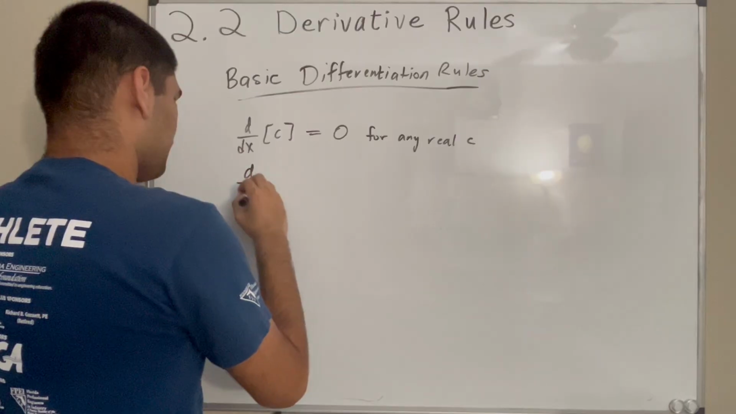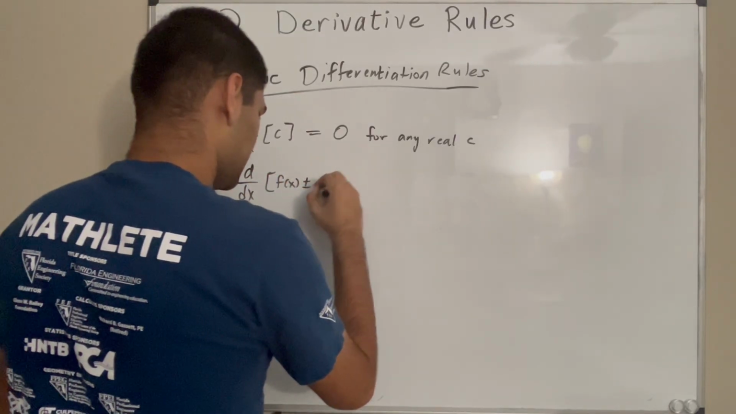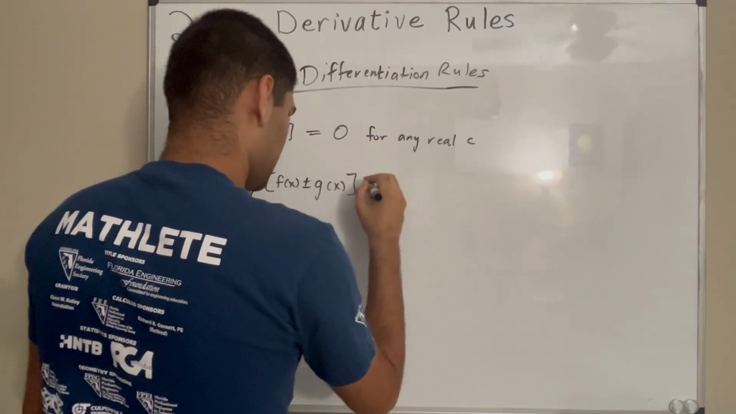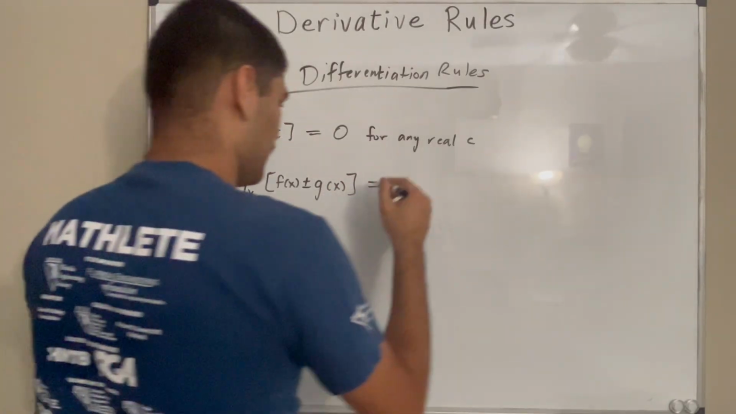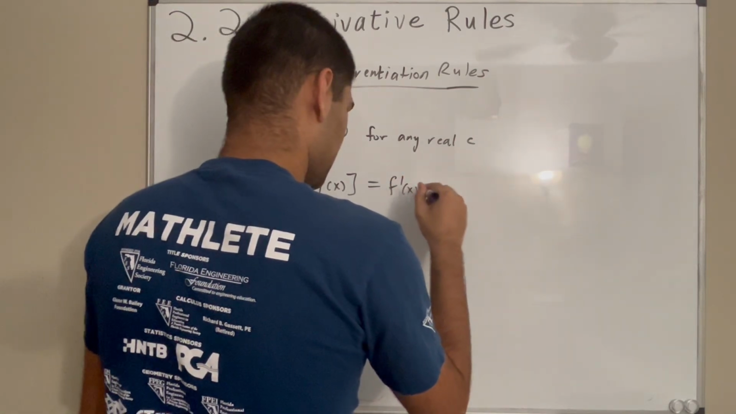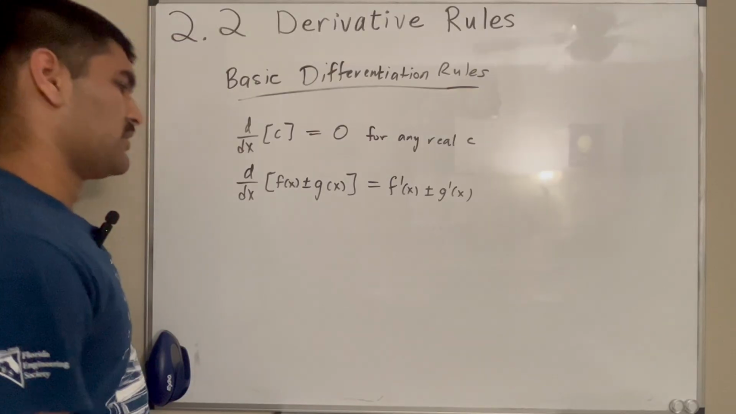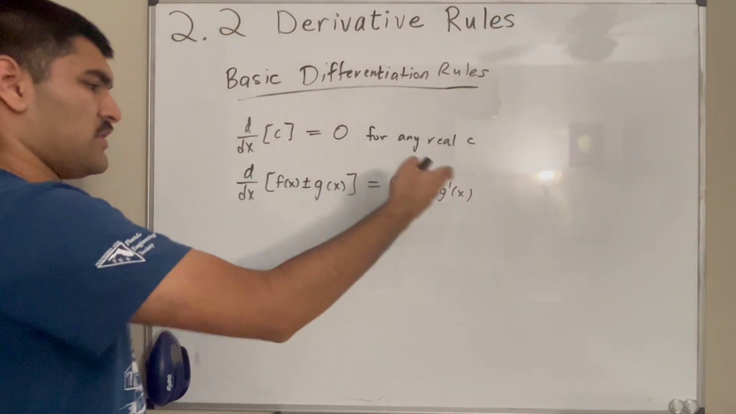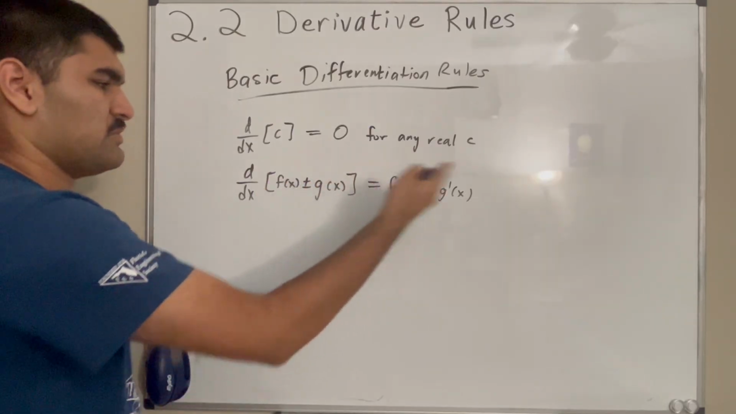Next, we have the derivative of a sum or difference of two functions. This is simply the sum or difference of the derivatives. So this is just equal to f prime of x plus or minus g prime of x, respectively. If it was f of x plus g of x, then it would be plus in the result, and if it was minus in the derivative, it would be minus in the result as well.